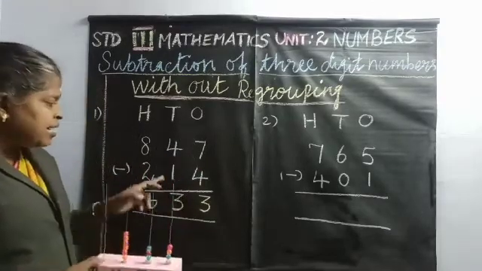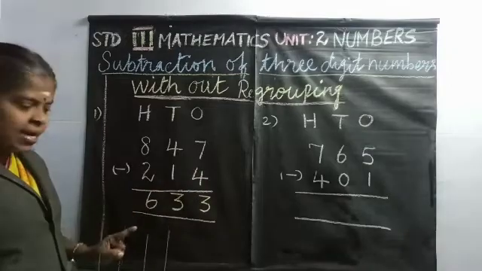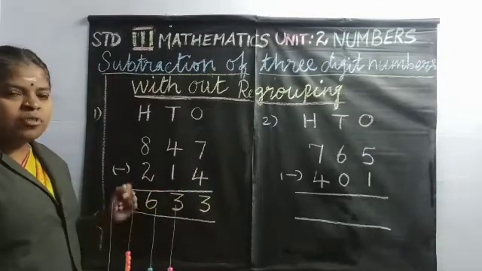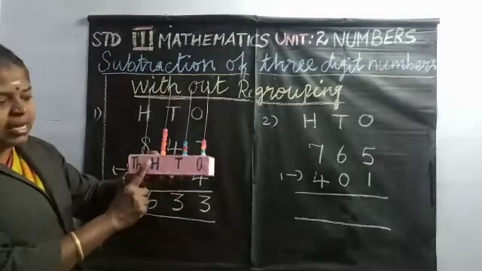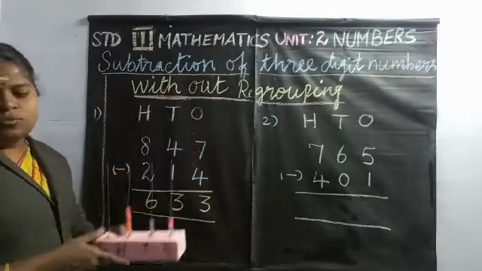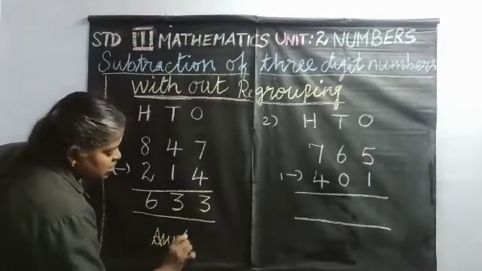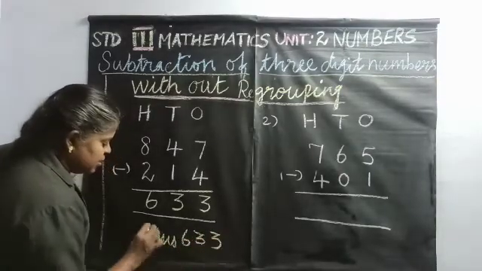So 847 minus 214 is how much? 633. So now we can write the answer. Answer: 633.